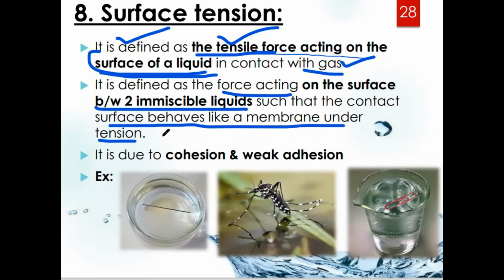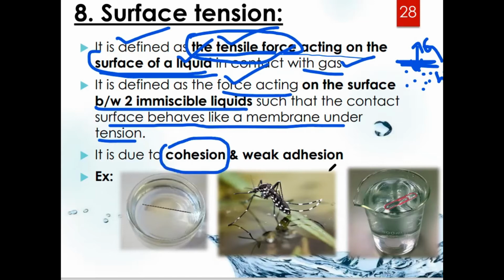The first is the tensile force. The surface tension is nothing but the tensile force which acts on the surface of the liquid which is in contact with the gases, or it can also be defined as the force which is acting on the surface between two immiscible liquids. Two immiscible liquids means, for example, if this is water and this is a gas, between these two, this is the contact surface. Whatever force acts on that contact surface is called the surface tension. And this surface tension is basically due to cohesion and weak adhesion.